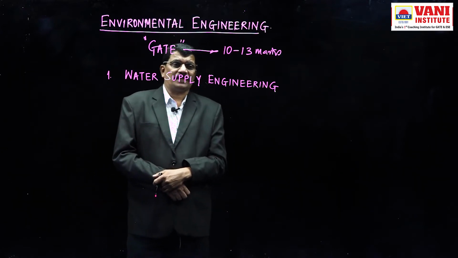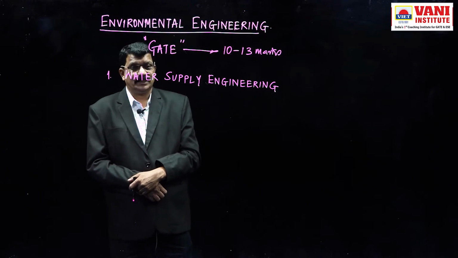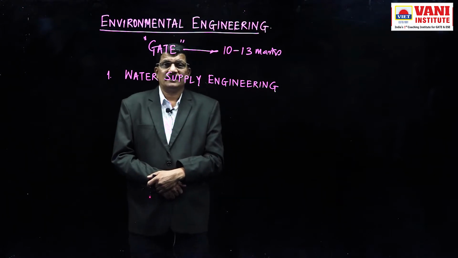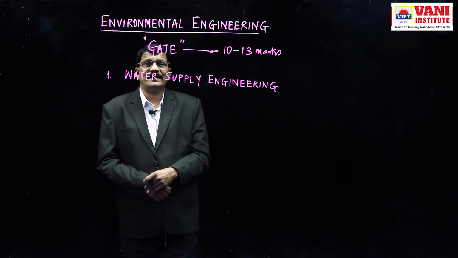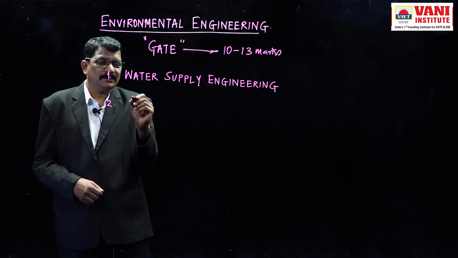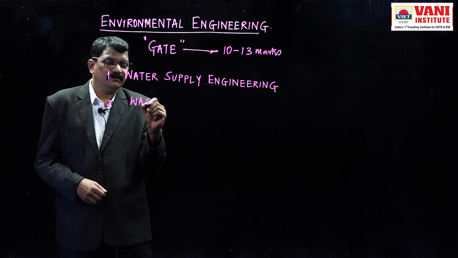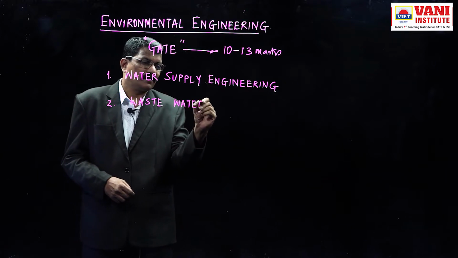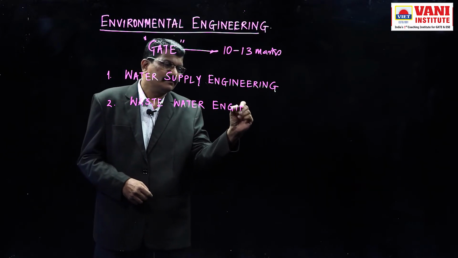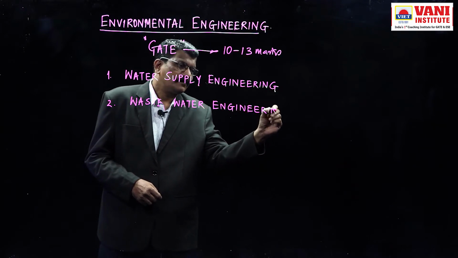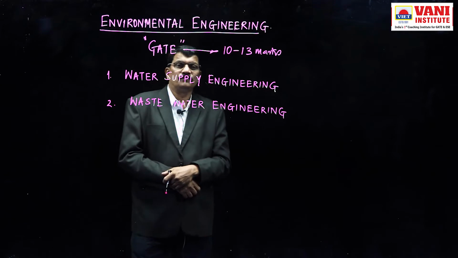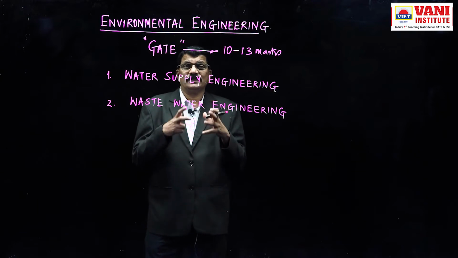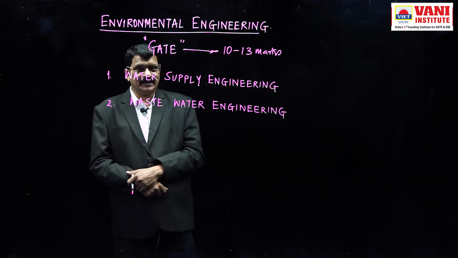so as you can see, in this subject the major thrust is on water that exists before consumption and water that becomes bad after consumption. So we have 2 majors here. One is water supply engineering, and the second part of this subject is wastewater engineering. These two together comprise the most part of environmental engineering.